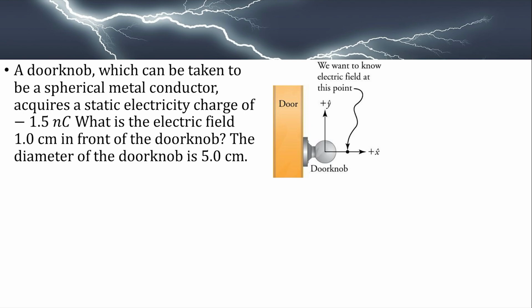A doorknob, which can be taken to be a spherical metal conductor, acquires a static electric charge of negative 1.5 nanocoulombs. What is the electric field 1 centimeter in front of the doorknob? So this distance here is 1 centimeter. It says the diameter of the doorknob is 5 centimeters, so our radius would be 2.5 centimeters. So the total distance from the center is going to be 3.5 centimeters or 0.035 meters.